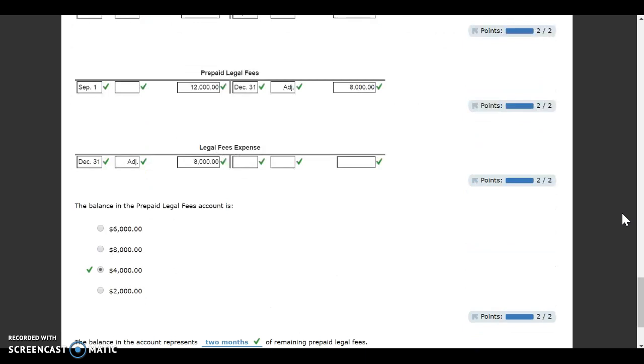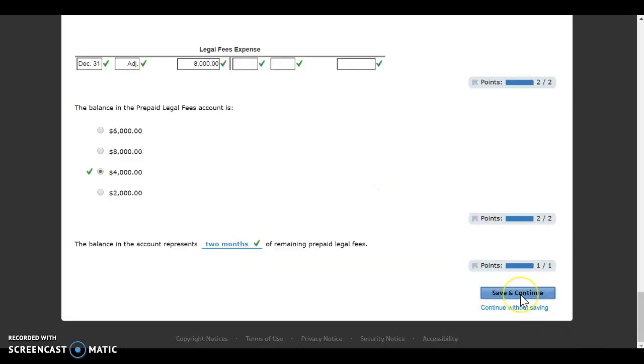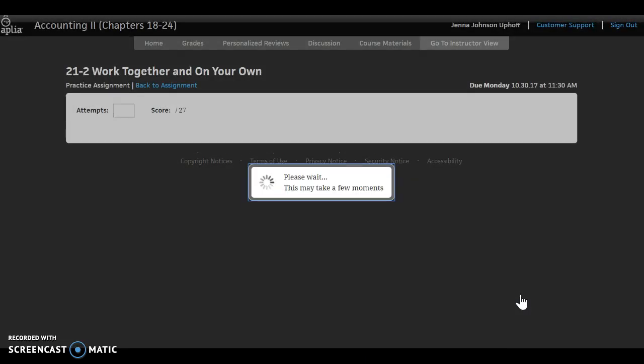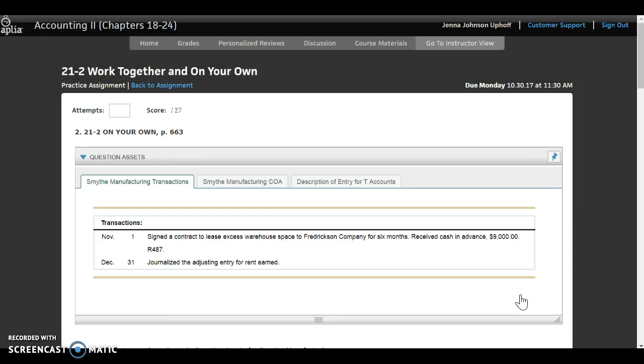Looks like everything looks good. We can move on to 21.2 on your own. That was the end of chapter 21. So you are going to be working on your application problems and mastery problem. Make sure that you check Daily Planner and Applia to get your due dates.